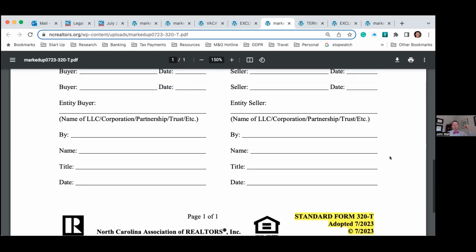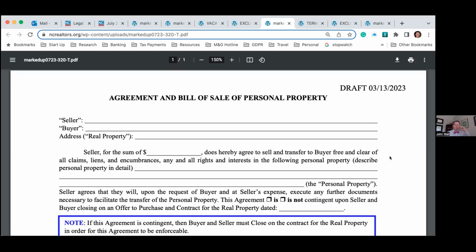I tried real hard to make sure it stayed one page. It's supposed to be simple. If you have more things to sell than what'll fit in these lines, just do "see attached" and attach a page with all the personal property on it that you're selling.